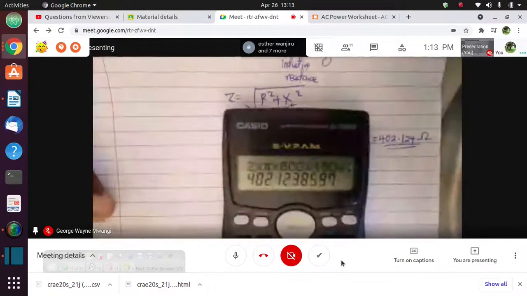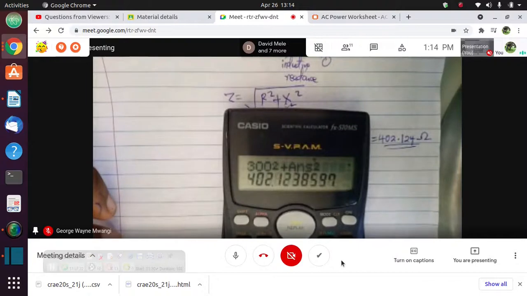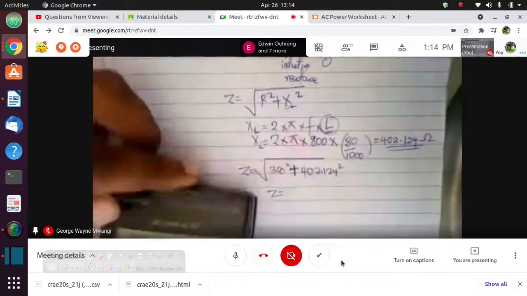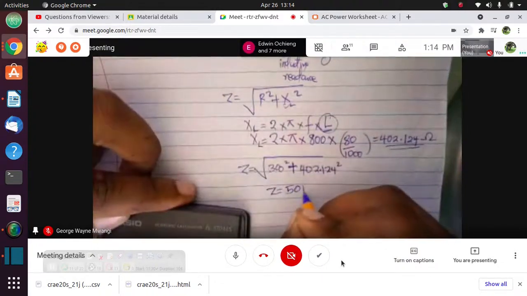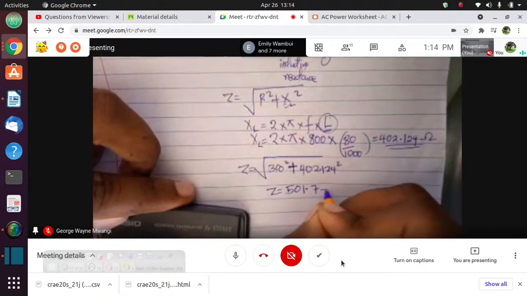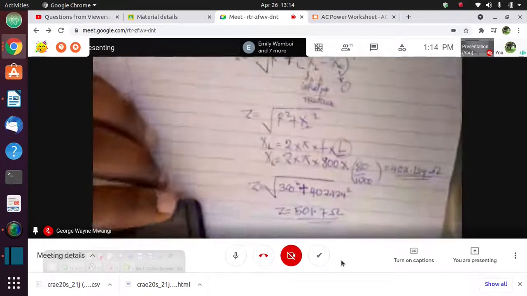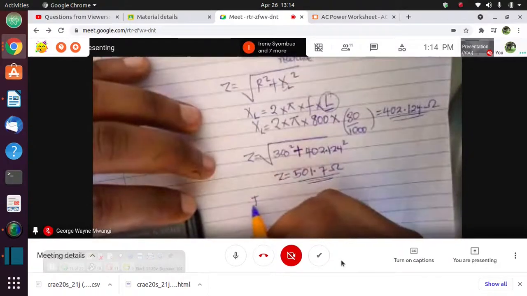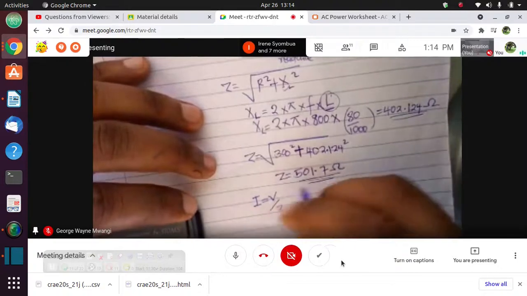300 squared plus whatever you got squared, then you find the square root to give you the value of impedance as 501.7 ohms.